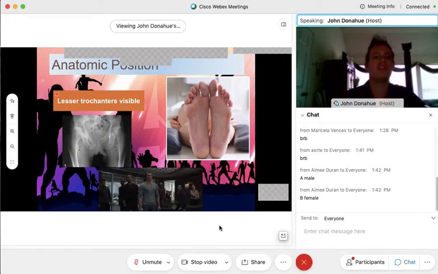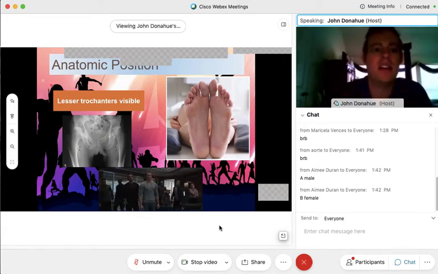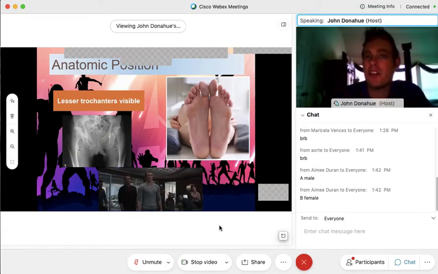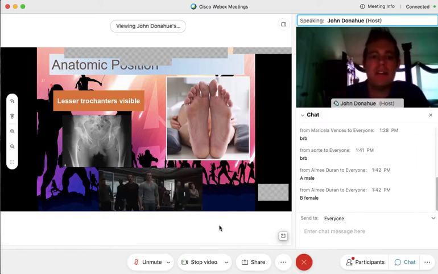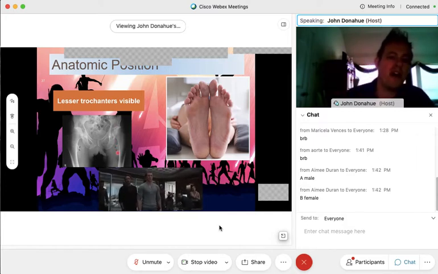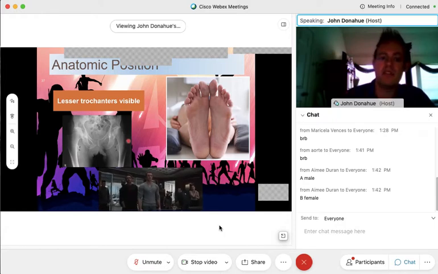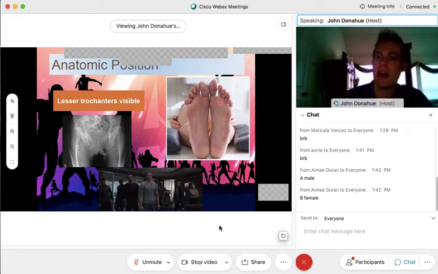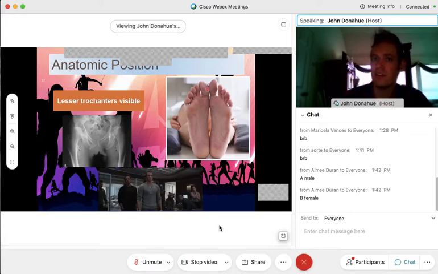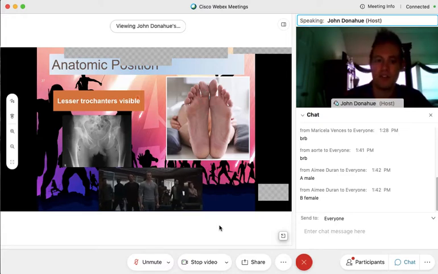Now right here, if we're just lying flat on our backs in anatomic position, in just a plain supine, what are we going to see? We're going to see the lesser trochanter fully in profile. We're also going to see the greater trochanter in profile, even though it's burnt out right here. So in true anatomic position, even though it says lesser trochanter is visible, we're actually going to see both trochanters fully visible in a true AP without the feet rotated at all. Just plain anatomic position is what we're viewing right there.